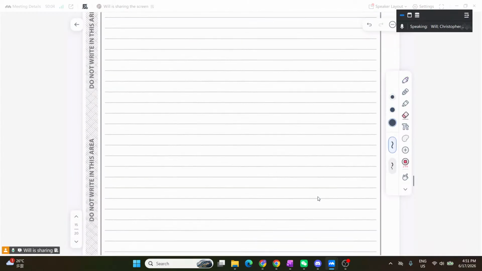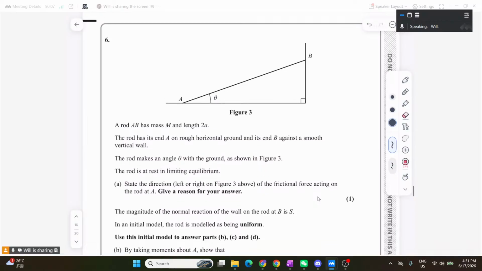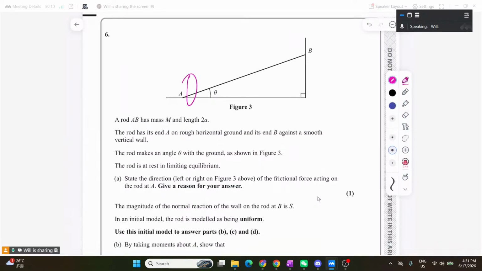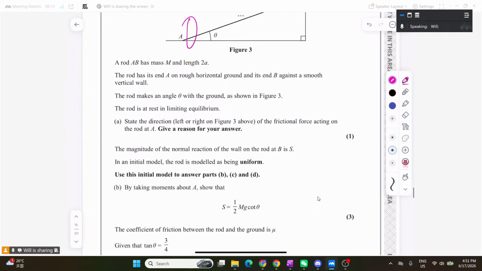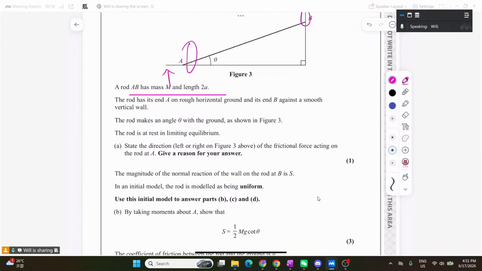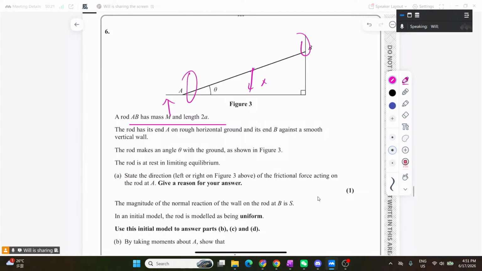Next one. Question 6. This one we need to analyze the force. The rod AB has mass M and the length is 2a. The rod is on a horizontal ground. The rod makes the angle theta with the ground, as shown in figure 3. The rod is at rest in limiting equilibrium.